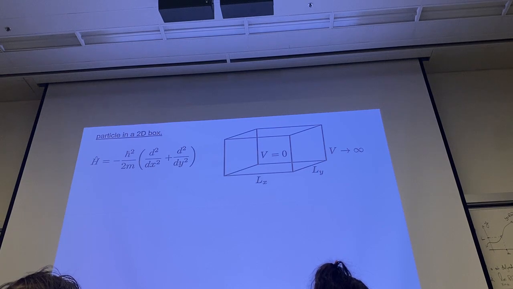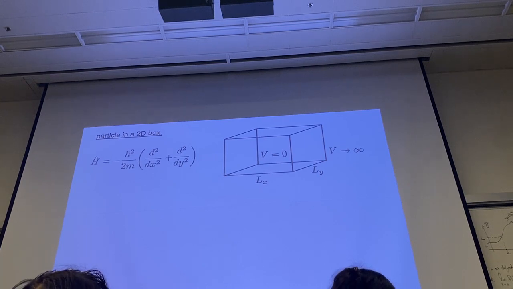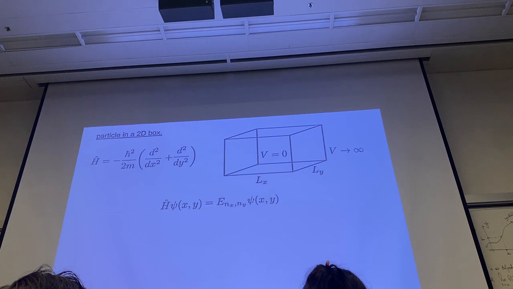Question: how do I solve this problem? Or is it solvable at all? The answer is, it's actually quite similar to the last situation. What I have to do is solve the time-independent Schrodinger equation, to try to find the wave functions that are eigenfunctions of this new Hamiltonian inside the box.